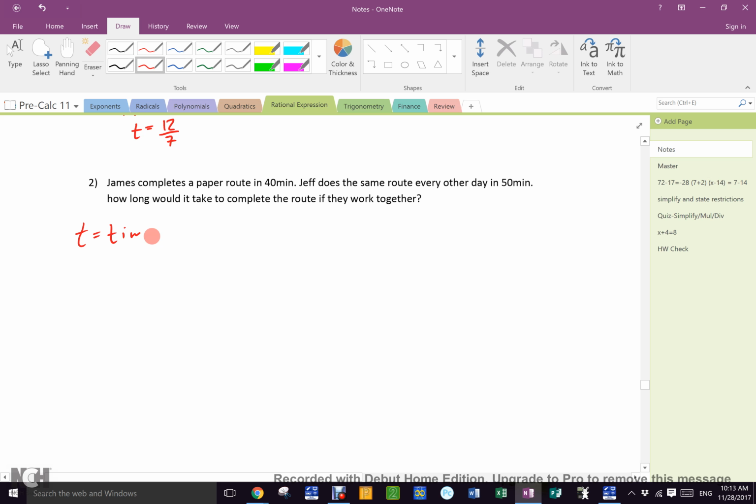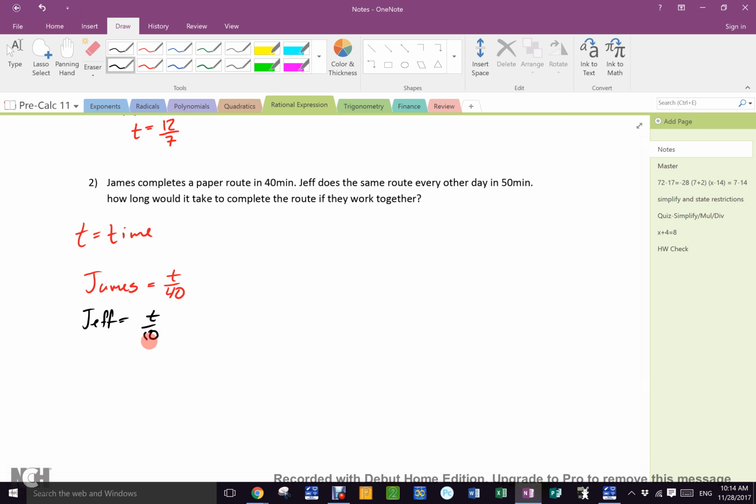Now I have to compare them at the same amount, right? In 1 unit of time, how much will James complete? 40t or t divided by 40? T over 40, right? Because 40 times t would be how long it would take him to do 40 routes, right? So James is t over 40. What does that make Jeff? T over 50. Everybody cool? Because we're only counting 1 route.